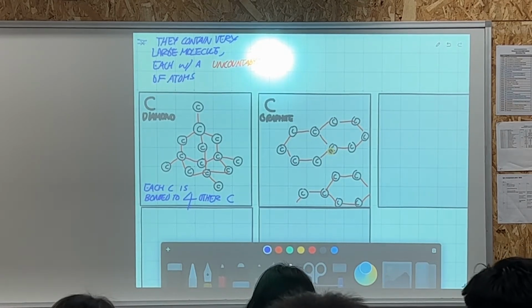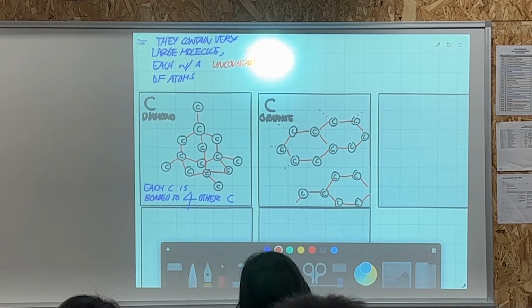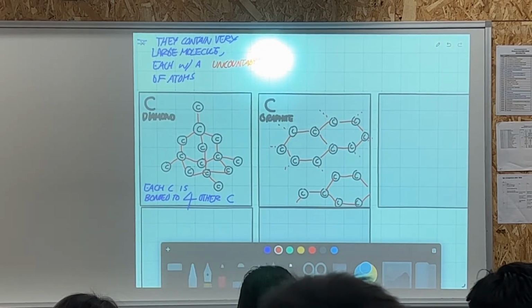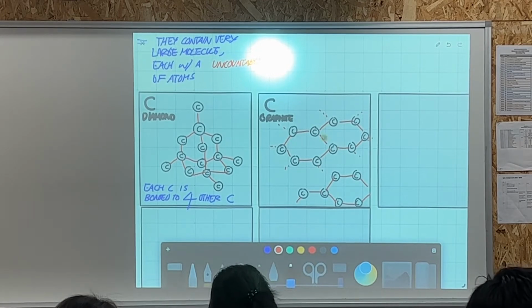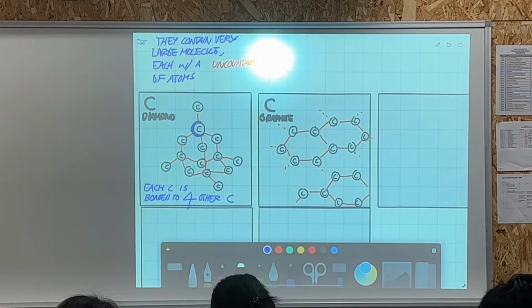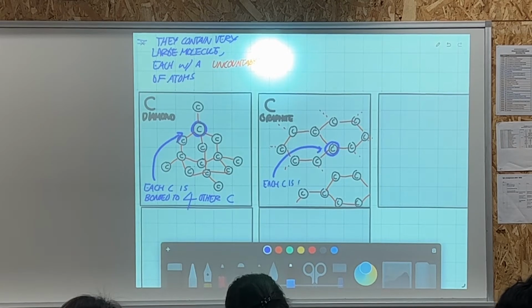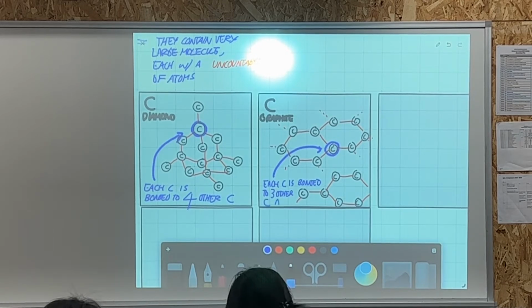So remember what I said, you cannot possibly draw the entire graphite structure. It's too extensive, too large. So you might want to just focus on these ones in the center. So let me just put this in here. From this carbon, each carbon is bonded to 4 other carbons. And from this carbon, each carbon is bonded to 3 other carbon atoms.